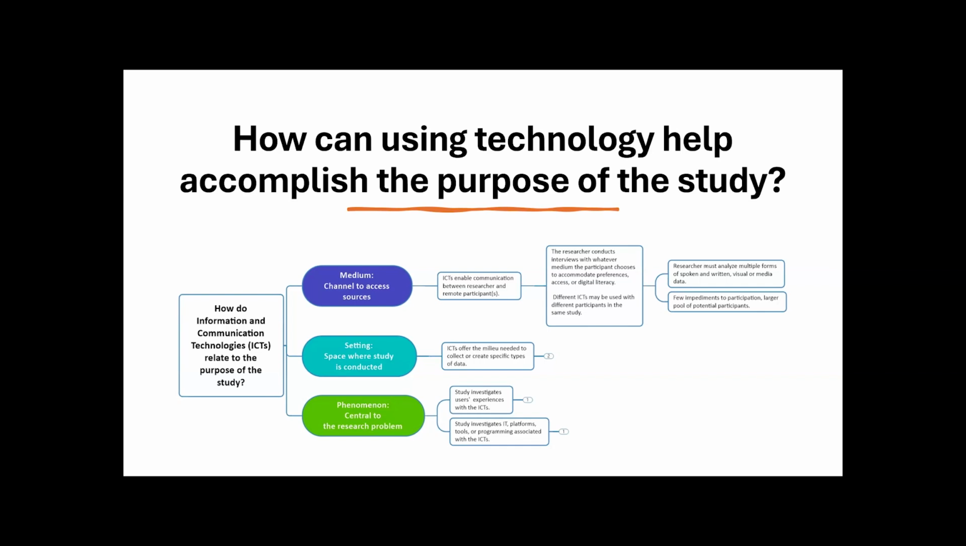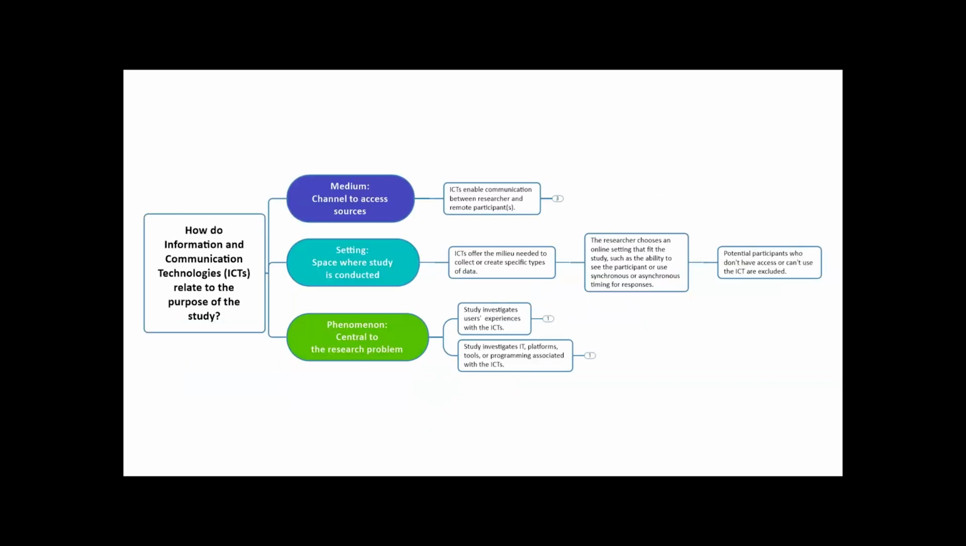Now, the implication for that might be that I'm going to have all different kinds of data. So maybe one person wants to text message, and someone else wants to send emails, and someone else wants to use video conferencing. And now I've got all different kinds of data to analyze. So that's just one of the aspects of that.